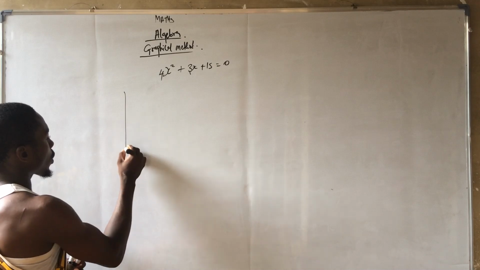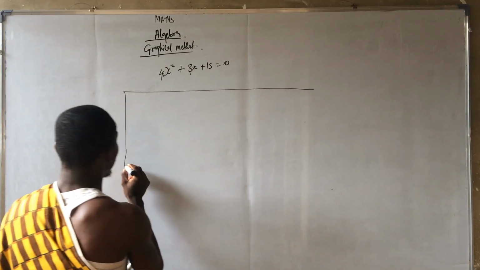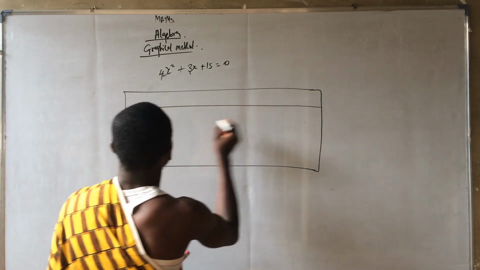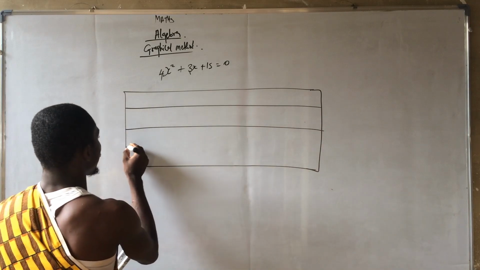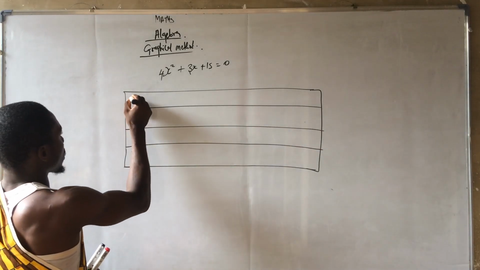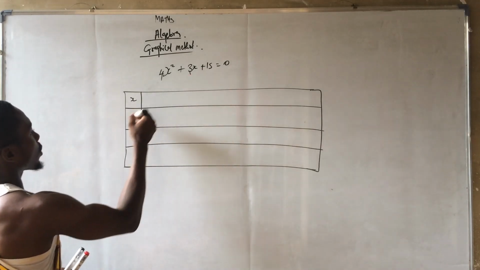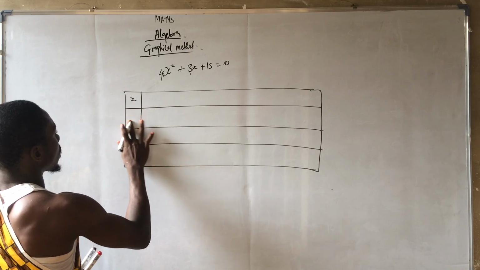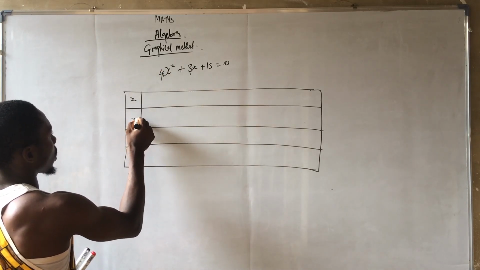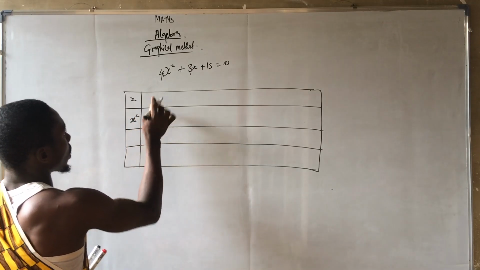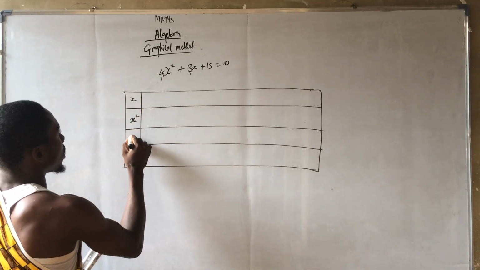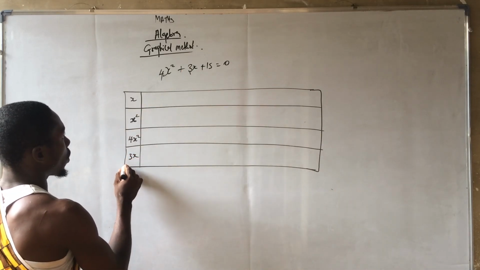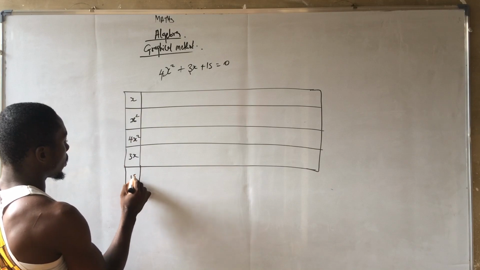For example, you first of all make a table on your own. The table will have some features like this. Your first column is going to be x. The next is going to be x², then 4x², then 3x, then your constant, 15, and the last one is going to be your y.